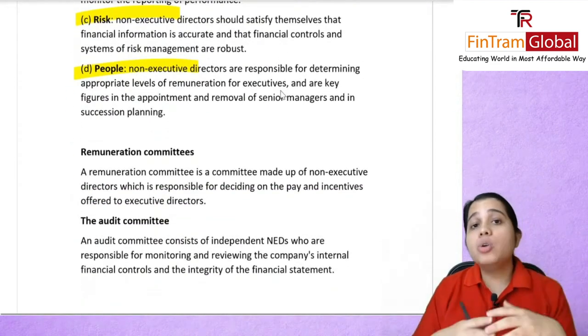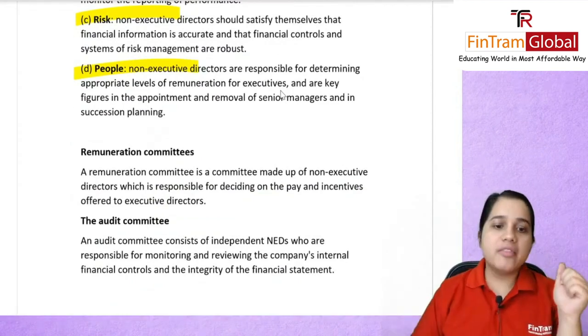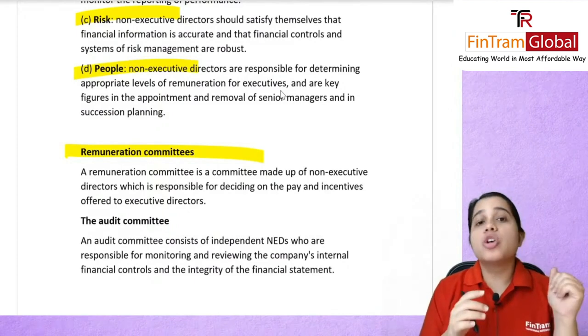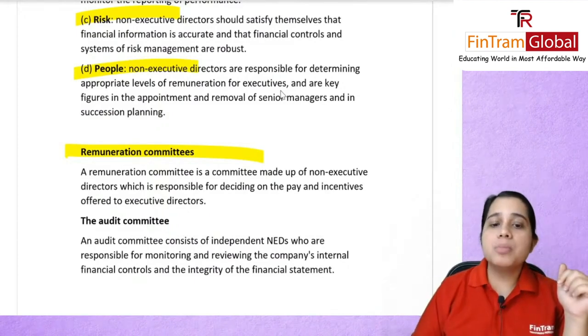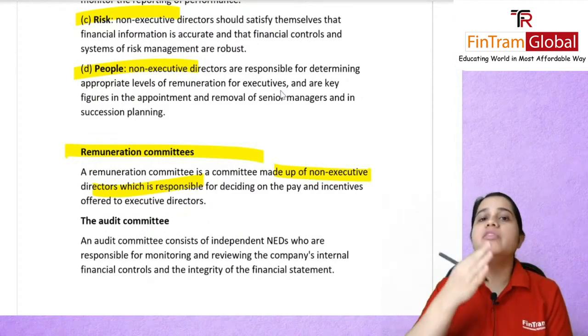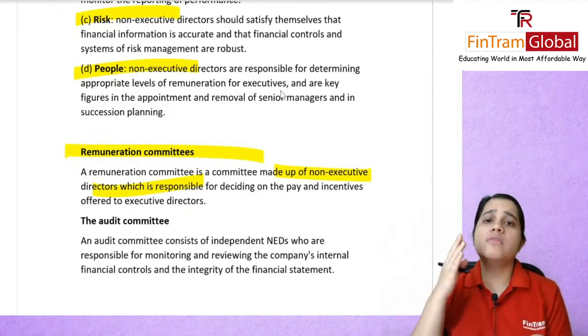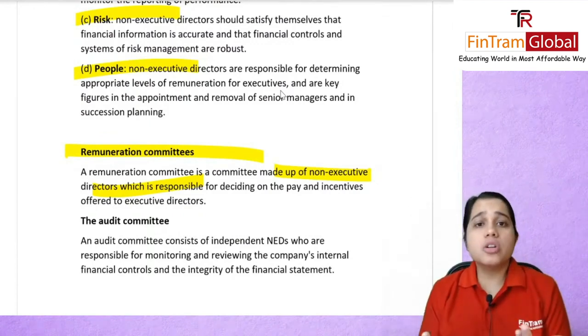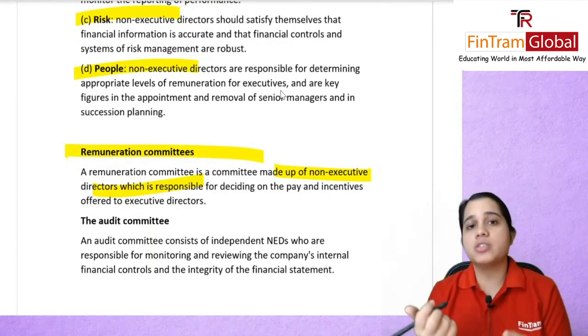Then we talked about the various committees that we have, wherein we talked about the remuneration committee. A remuneration committee is made up of non-executive directors. They are responsible for setting the remuneration, incentives, salary or wages of your executive directors, because obviously executive directors can't set their own wages, right?